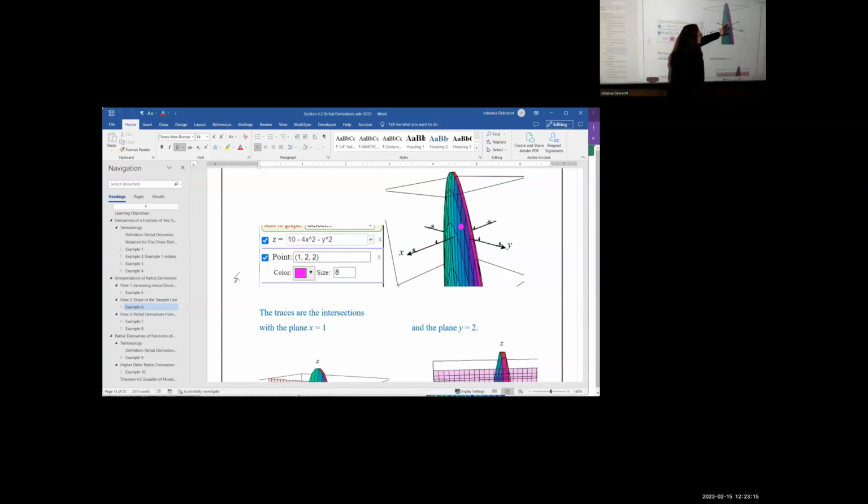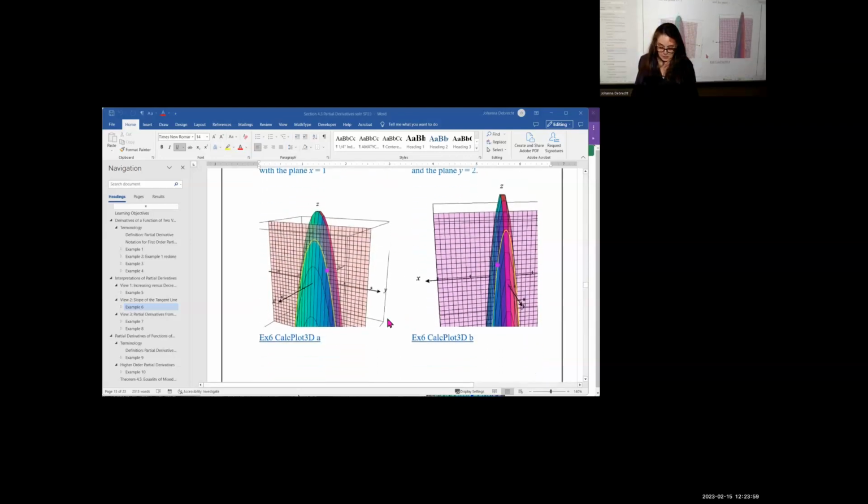So you can see the point right here, and we want to find the slope or the tangent lines to the two traces. There are two traces because there are two independent variables. If we want to find the one where we hold y constant, we take the partial with respect to x. Because our point is (1, 2, 2), we intersect that with the plane y equals 2. That would be the partial with respect to x. If we want the partial with respect to y, then we hold x constant. x will be 1, and we intersect with the plane x equals 1.